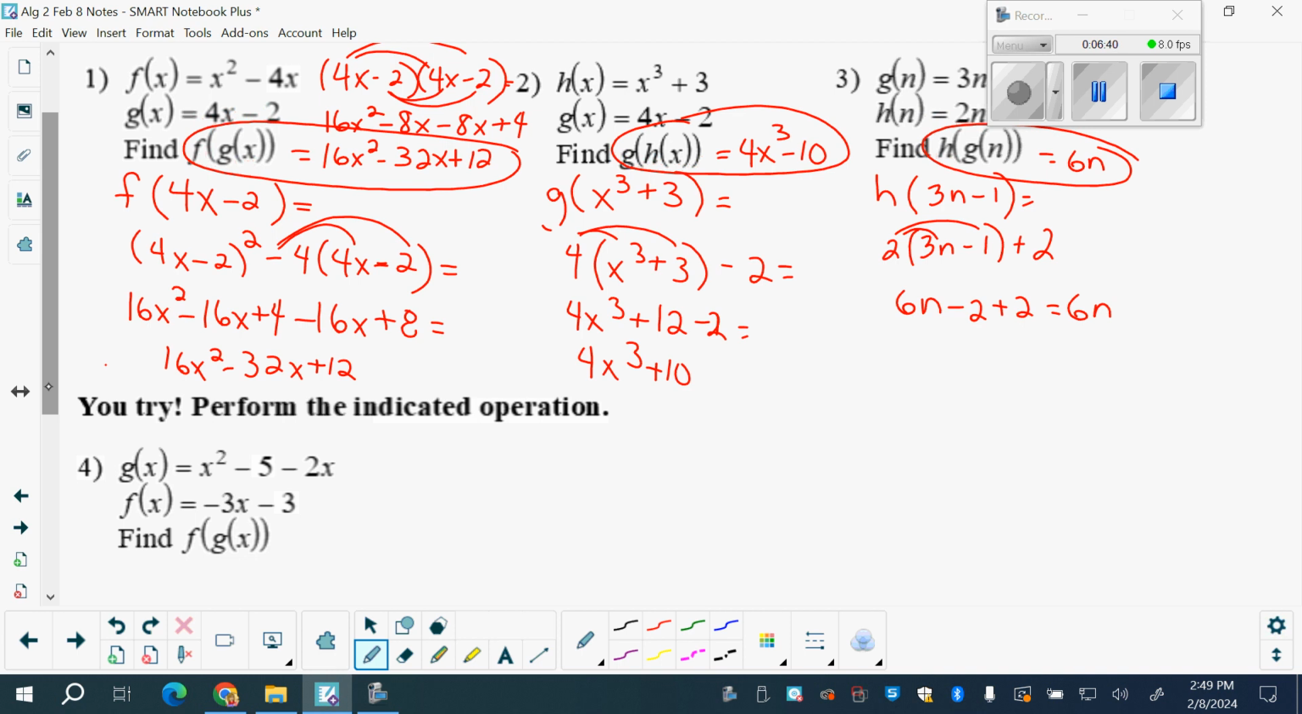Okay, so, see any notes down there? Okay.